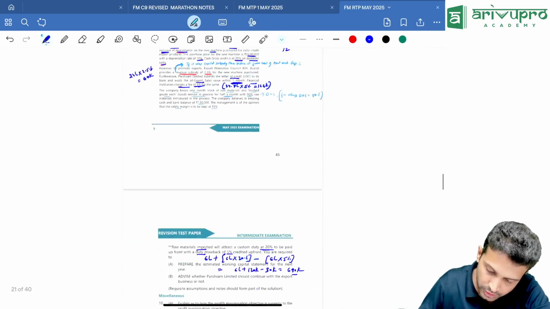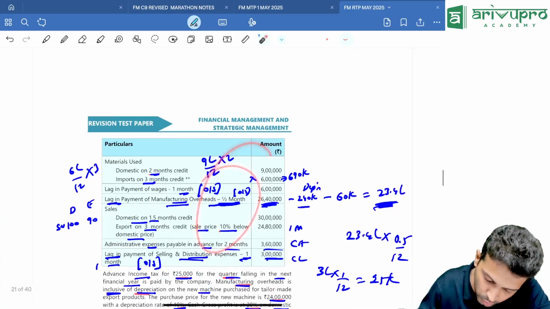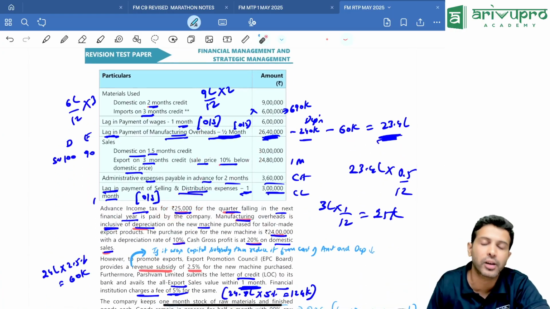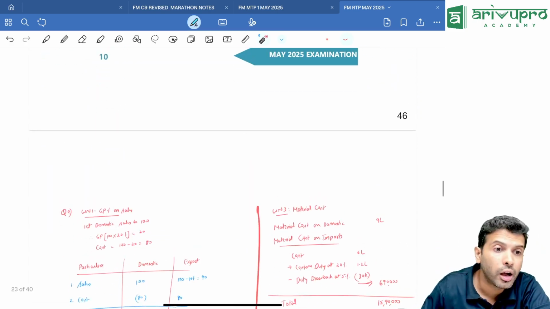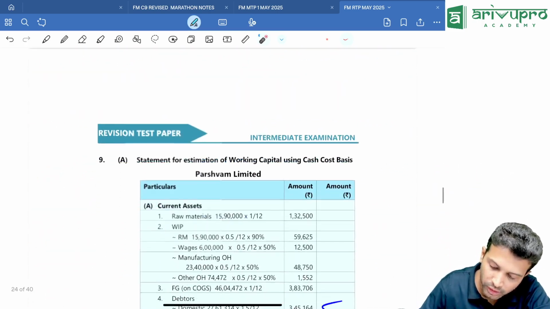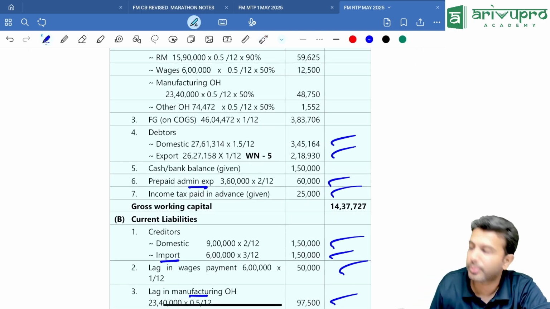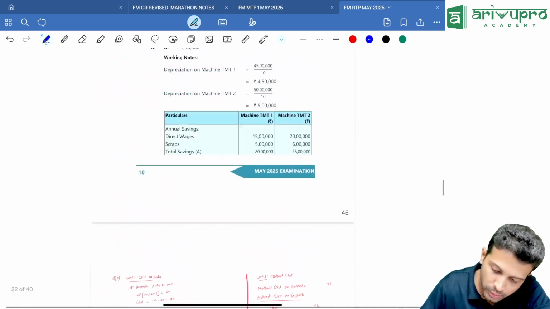So we have captured. Next, what have they told? From this table, we have captured everything. Next, what and all is there? Check. Advance tax is 25,000. Advance tax is a current liability or current assets? Prepaid tax is what? Asset. So income tax paid 25,000 under current assets. Okay, next one.